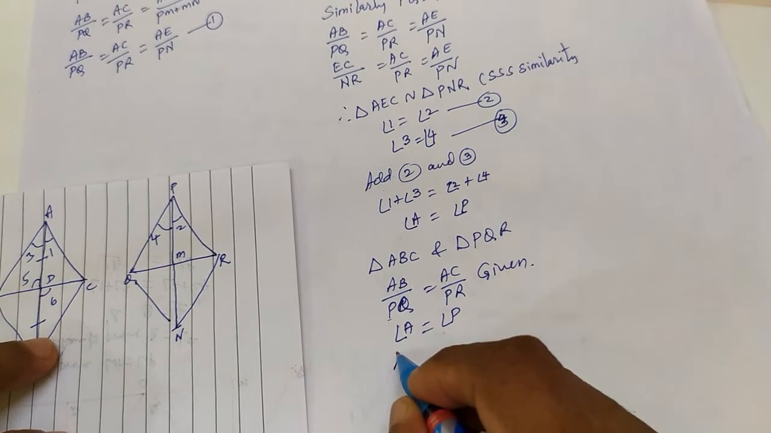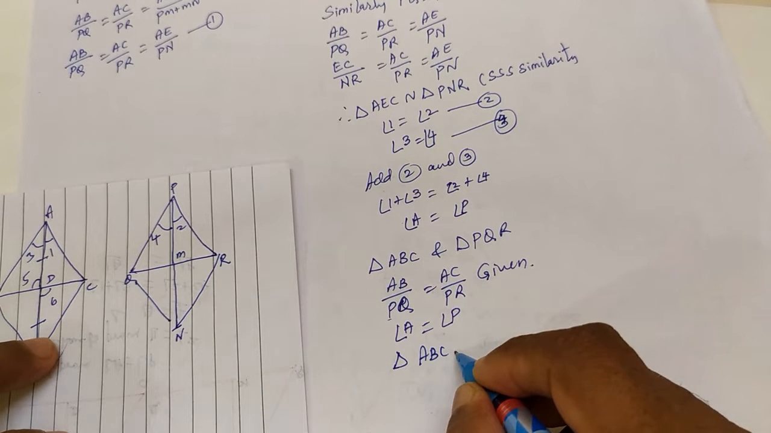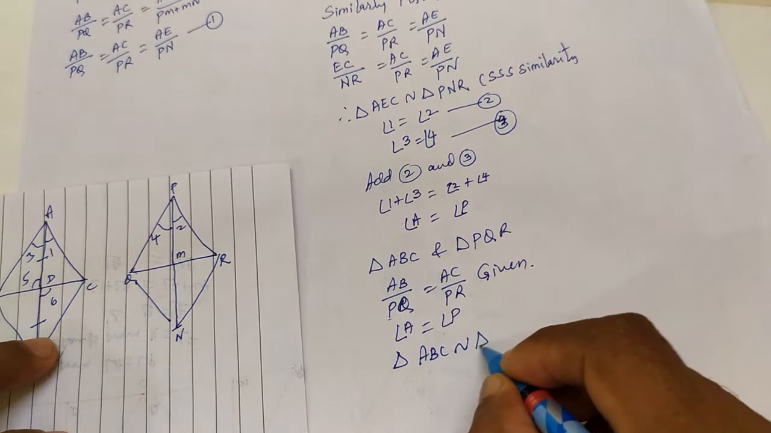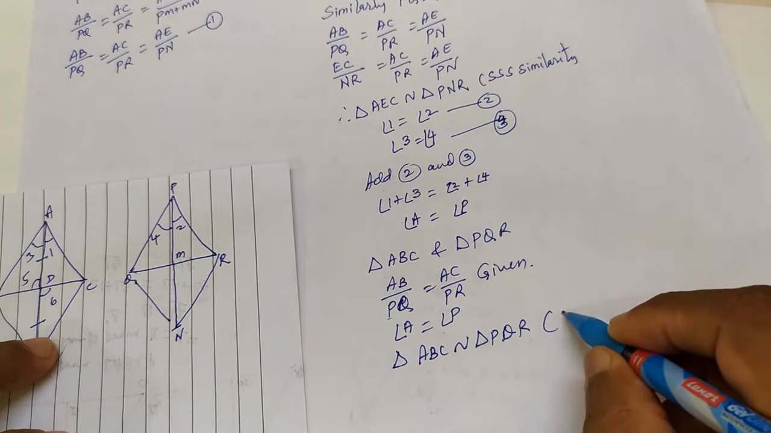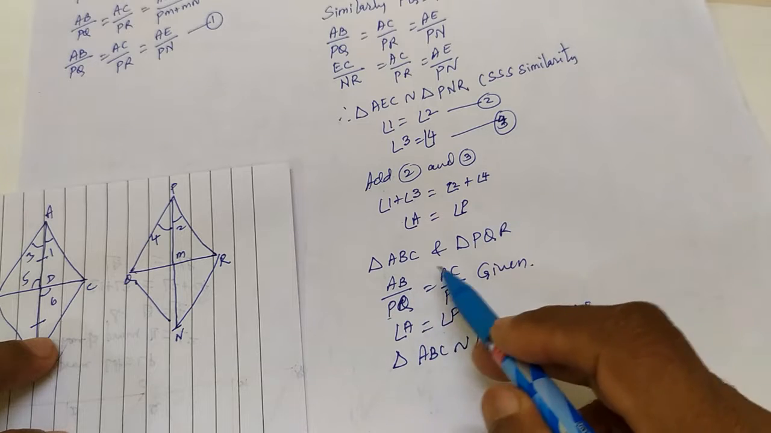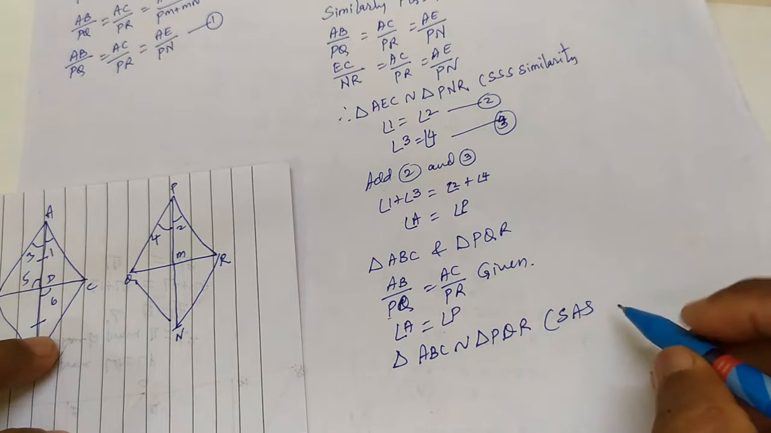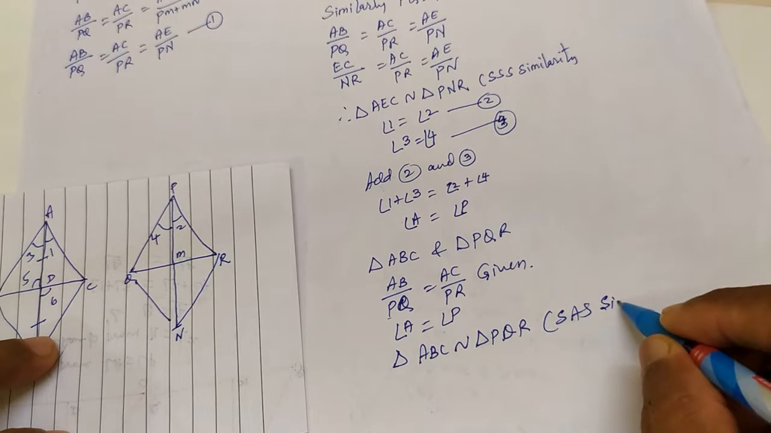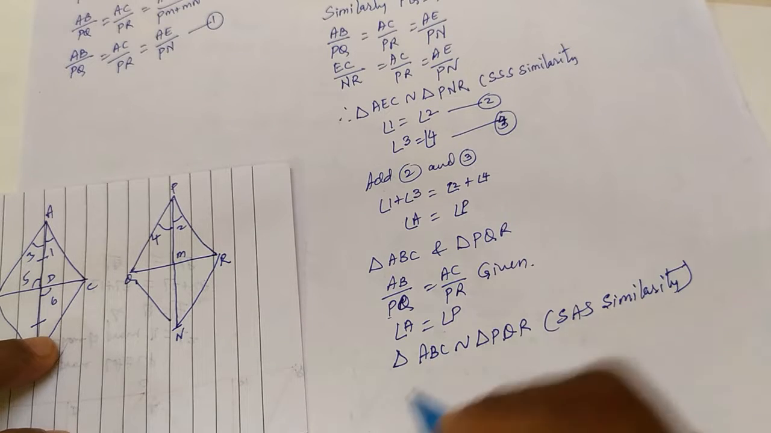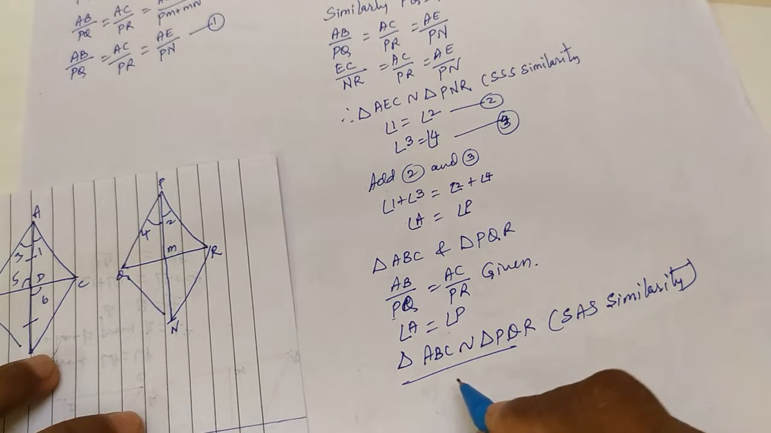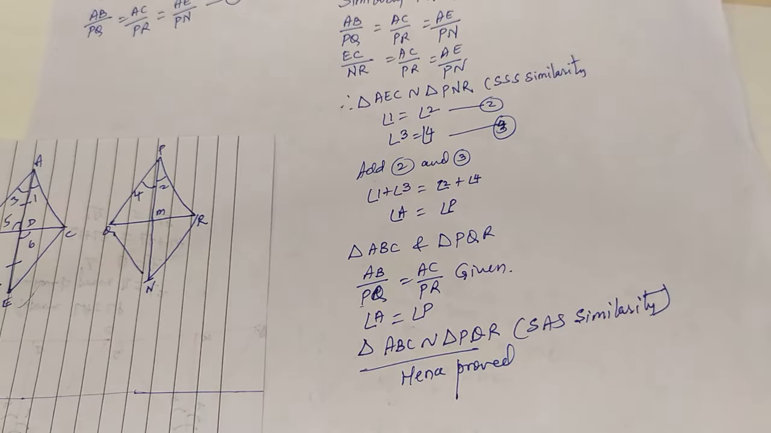That's why triangle ABC is similar to triangle PQR. And this is the side angle side similarity, where you can see two sides and one angle. So we had to prove this and we have proved it. Hence proved.